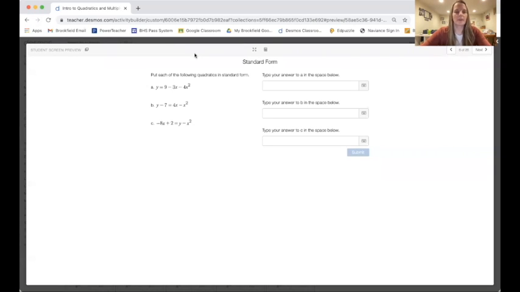Okay, everyone, so as promised, here is the video version of the answer key for the Desmos activity. So the first part here, the first page, actually page 6, asks you to put each quadratic in standard form. And we need to remember that standard form of a quadratic is y equals ax squared plus bx plus c.